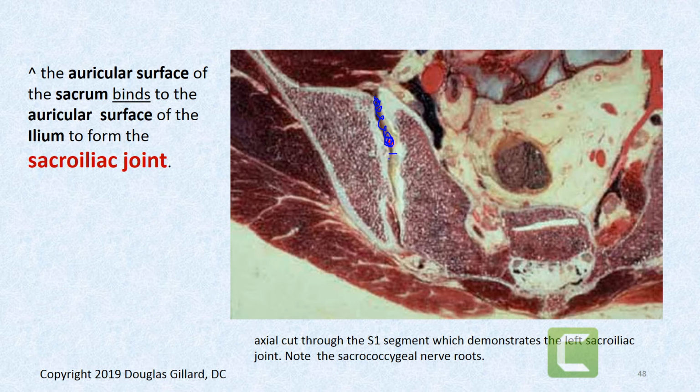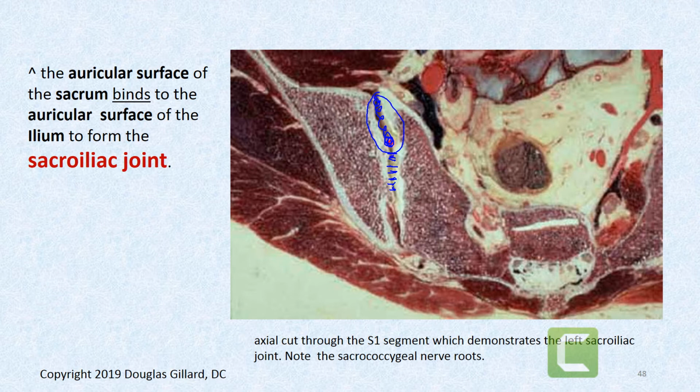There are some very strong ligaments that connect the sacrum to the ilium here, and we'll talk about those when the time comes. So this is actually the SI joint right here itself.